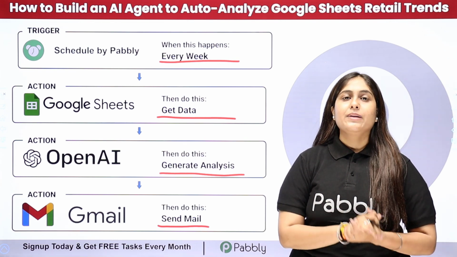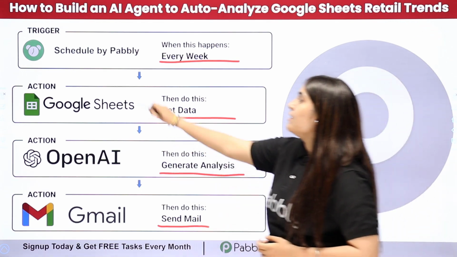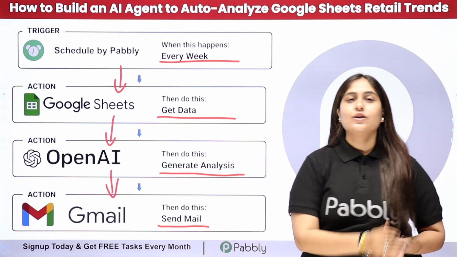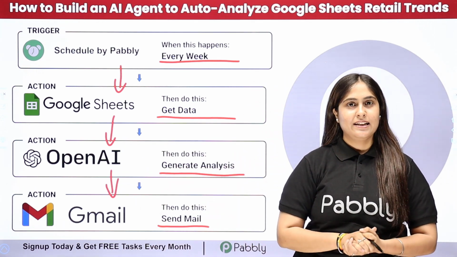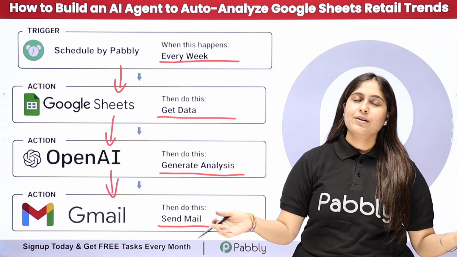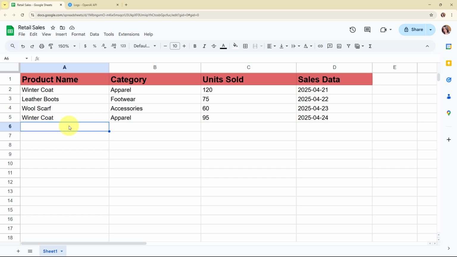Now, to automate the entire process, I need to connect my schedule by Pabbly with Google Sheets, OpenAI, and Gmail using an automation software named Pabbly Connect. So to see the working of this automation and to learn this process step by step, let me take you to my screen. Welcome to my screen.